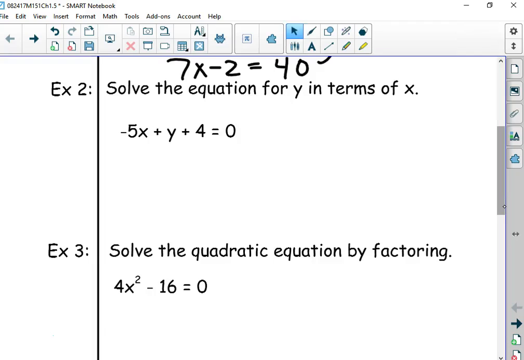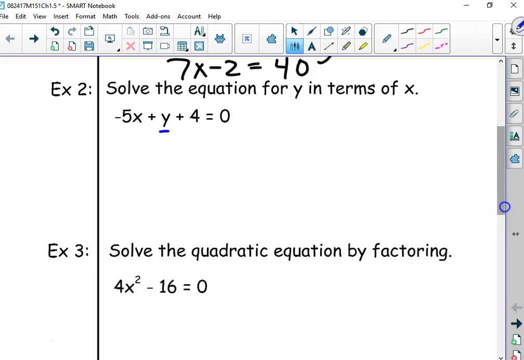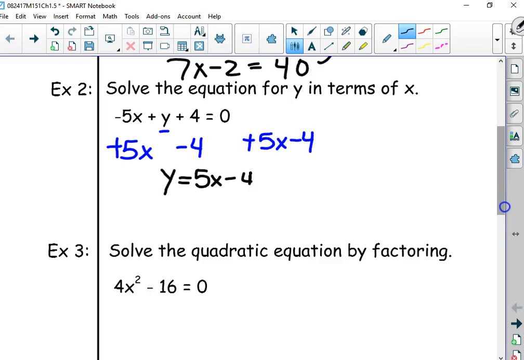Okay, I just want to solve the equation for y in terms of x. So we're so used to solving for x that if you're solving for an equation that also has x in it, go ahead and underline that variable that you're going to solve for. All right, we'll just leave the y by itself on that side of the equal sign. We're going to zero out the other terms. And we have y is equal to 5x minus 4.